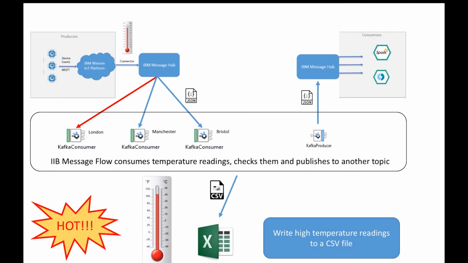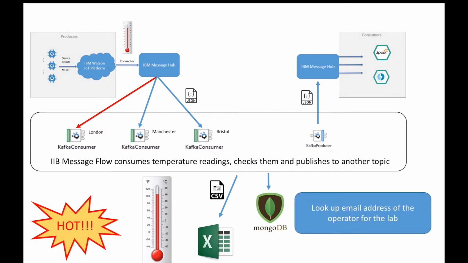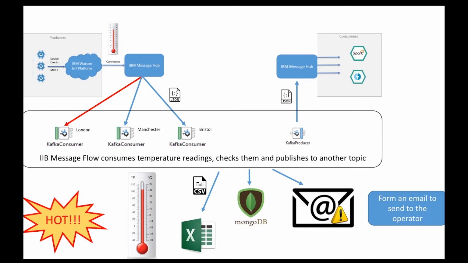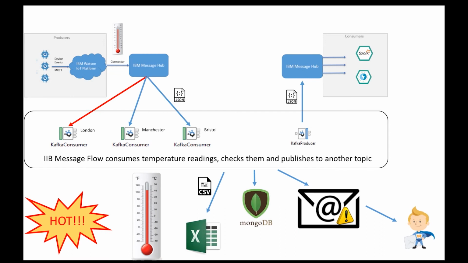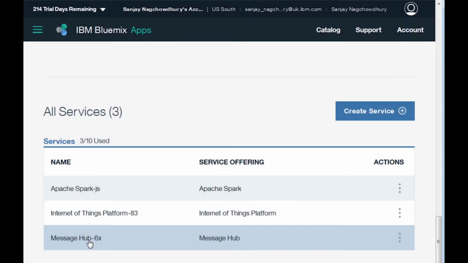The message flow converts the data from JSON to CSV format so that the data can be written to a spreadsheet which can be reviewed by the operator. Next, the message flow looks up the email address of the relevant operator in a MongoDB database. It forms the email for the operator based on the data that has been received and then sends the email to the operator.